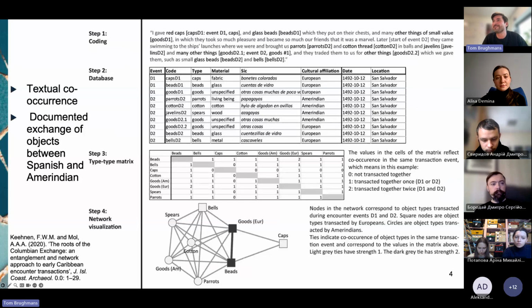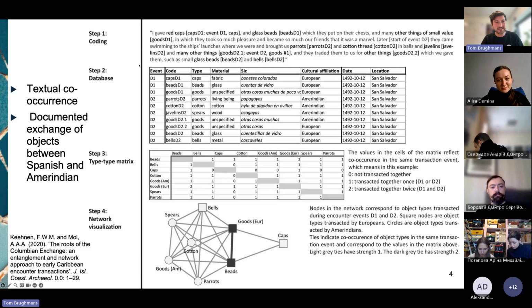There's no need to read all of this, and you'll get the slides. This is just a picture from that paper, but it represents here at the top an excerpt from a diary. So the diary says, for example, I gave red caps and glass beads, which they put on their chests, and many other things of small value. So there's objects here that are mentioned that the Europeans give to the Amerindians: red caps, glass beads, things of small value. And then on the other hand, there are objects that the Amerindians give to the Europeans. So there's, we were brought parrots and cotton thread in balls and javelins and many other things.